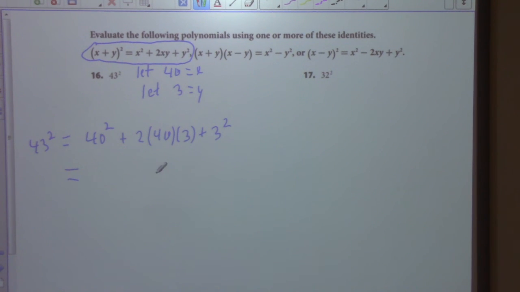And then we have 40 squared, which is 1600. And then we have 2 times 40 times 3. What's that going to be? 240. Plus 9. And then lastly, we add these together. That's going to be 1849, right? And then as a last step, you can check this in a calculator. If you just square that just to check your use of identity, you'll get that right.